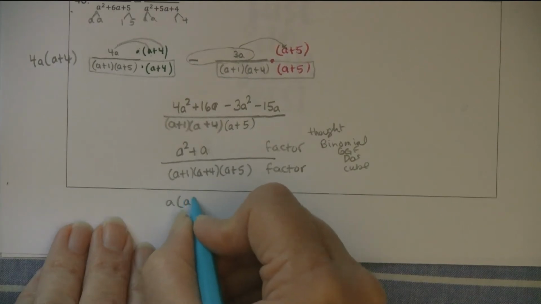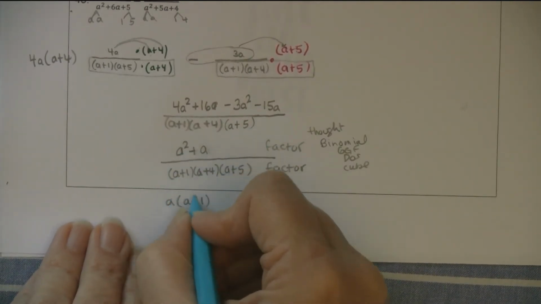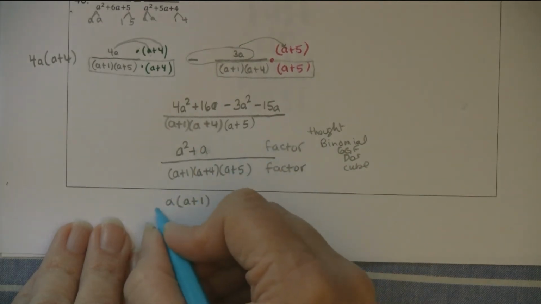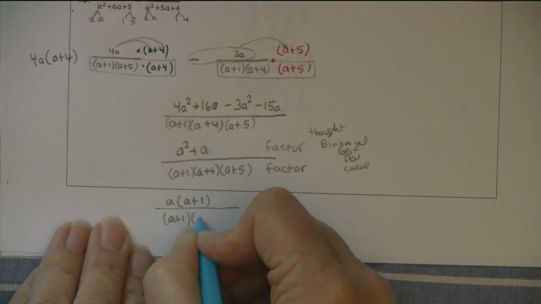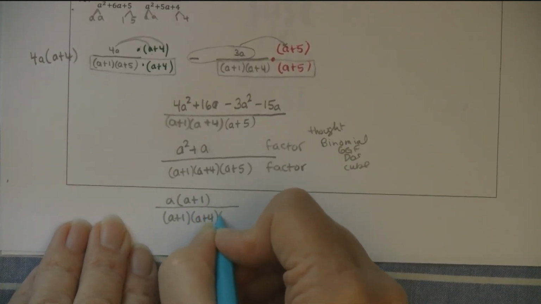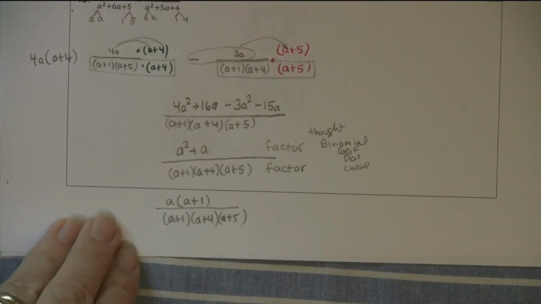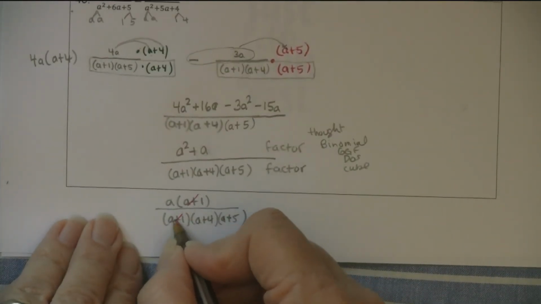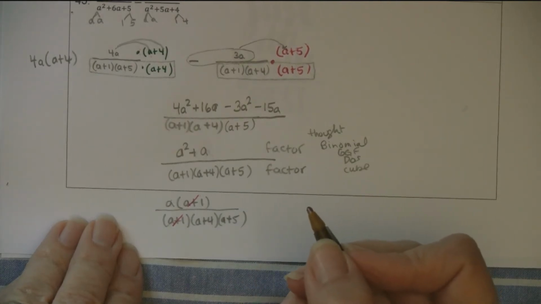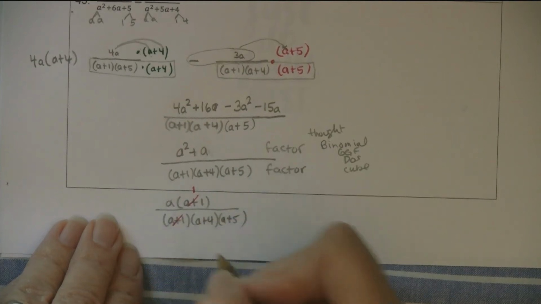So a plus 1. A times a is a squared. A times 1 is 1a. All divided by, and you see something that will reduce out, right? So right here, this and this are the same. So I'm going to reduce them out. I'm really dividing. A plus 1 divided by a plus 1 is 1. And then a times 1 is a.